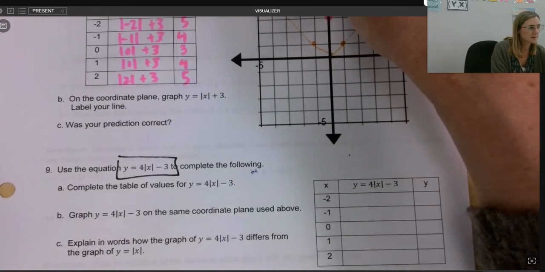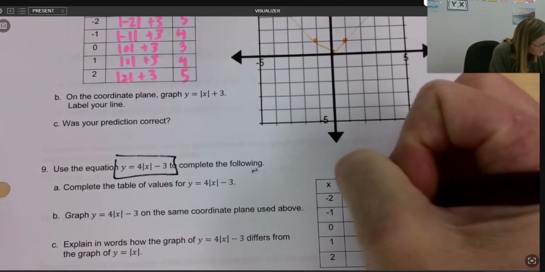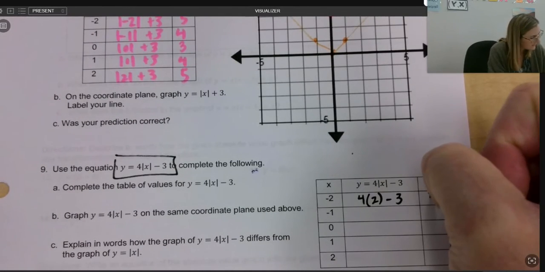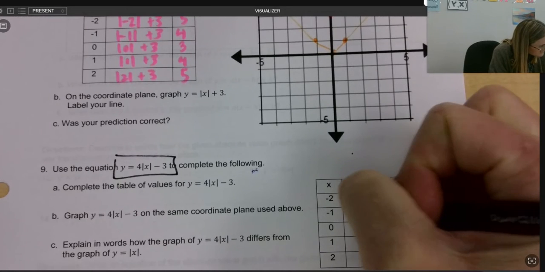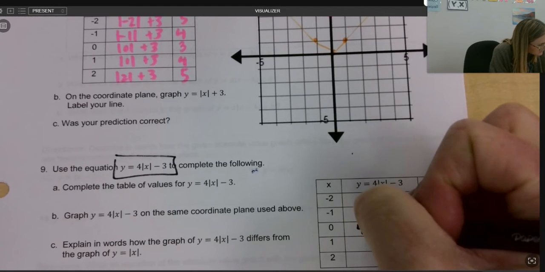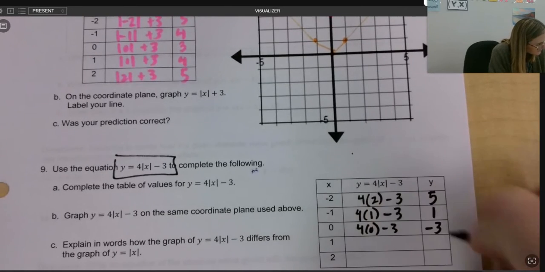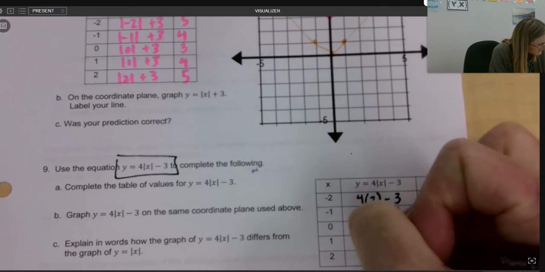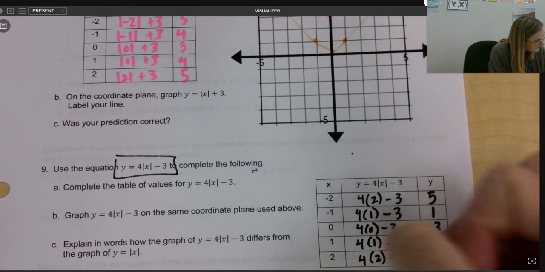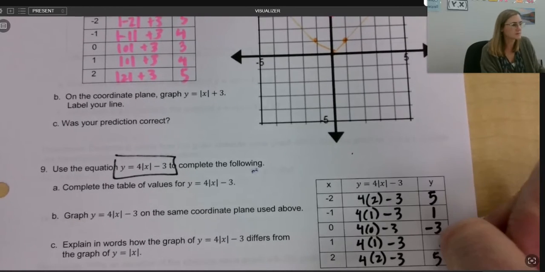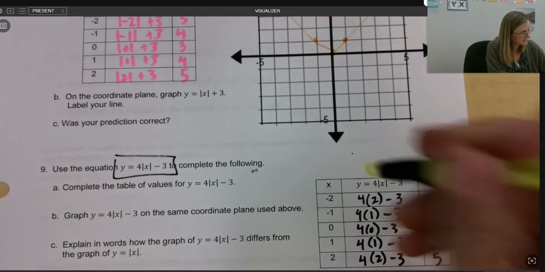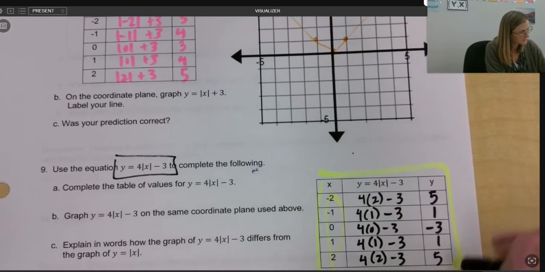If we were to plug in -2 here, it'd be 4 times 2 minus 3. So y would then equal 5. It would be 4 times 1 minus 3, so 1. 4 times 0 minus 3, so -3. And then you can see that there would be symmetry here. So it would also be 1 and 5. So when I graph this, I'm going to use these points and these points.